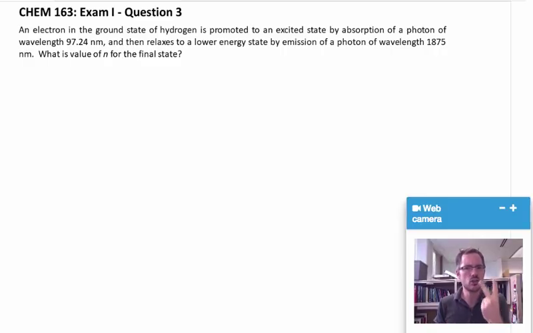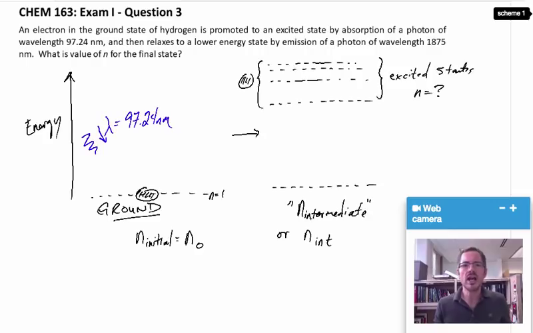So what I'm looking at is a two-step process. So what I have here is a depiction of the first step. I have a ground state energy with a wavelength coming in, but I don't know where I'm going to end up. And since this is a two-step problem, I'm not going to use N final. I'm going to call it N intermediate.